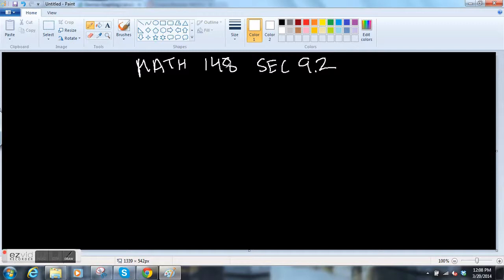Hi there, this is Math 148. This is section 9.2, looking at continuity and limits at infinity. Continuity is about whether or not a function is continuous, and the book even says that this is a somewhat easy concept to grasp. I'm trying to find the page where it says this.